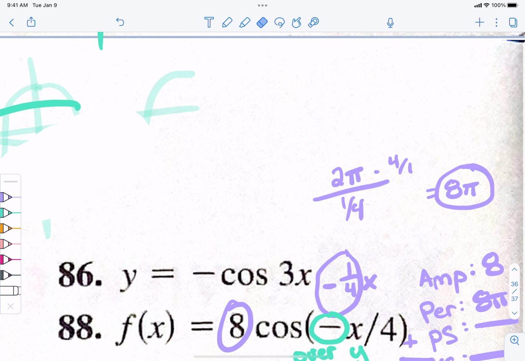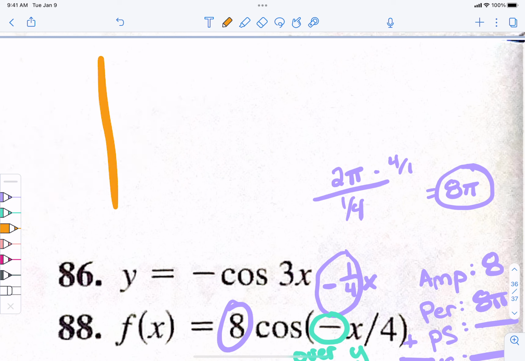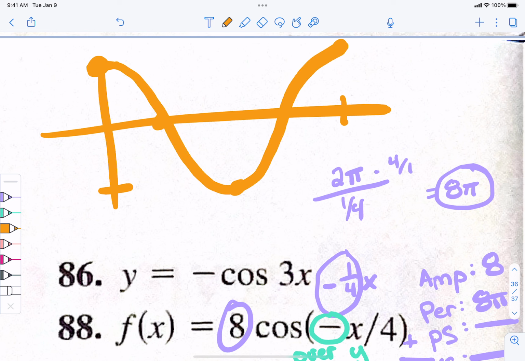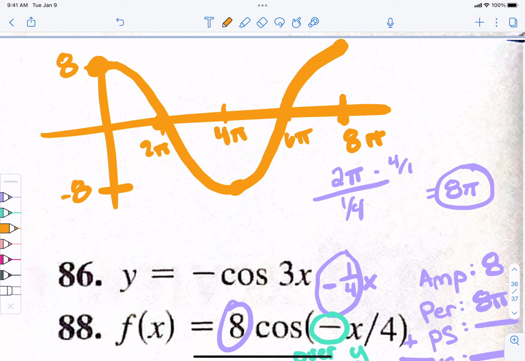Let's graph it. We are not shifting it at all, so I really just graph it and then label things. Here's my top, here's my bottom. Cosine starts here, goes down, and comes back up, doing one cycle, except it ends over here at 8 pi. In the middle is 4 pi. If you want to label these, this is 2 pi and this is 6 pi. It goes up to 8 and down to negative 8. And there it is. You can also graph it on your calculator.